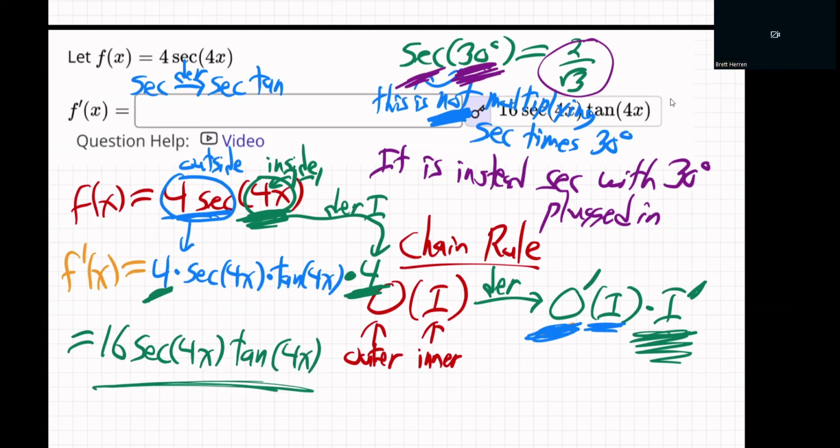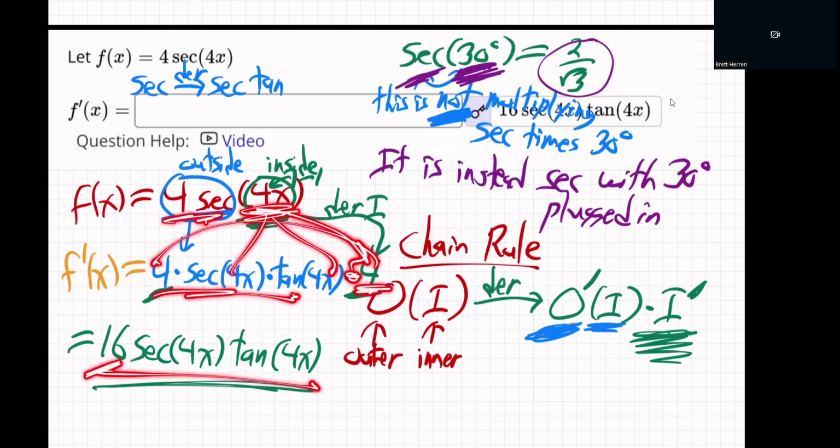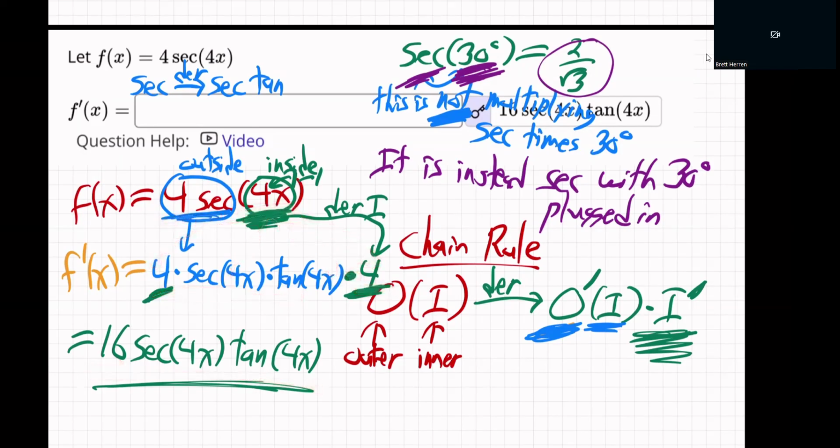That's our answer. So one more time, we have an outer function and an inner. You've got to take the derivative of the outside. 4 secant is 4 secant tangent. You keep the inside the same at first, times, then it's the inside turned into 4x, it's just 4. And then these 4s will multiply to be in the front, 16 secant 4x tangent 4x. And there we go.